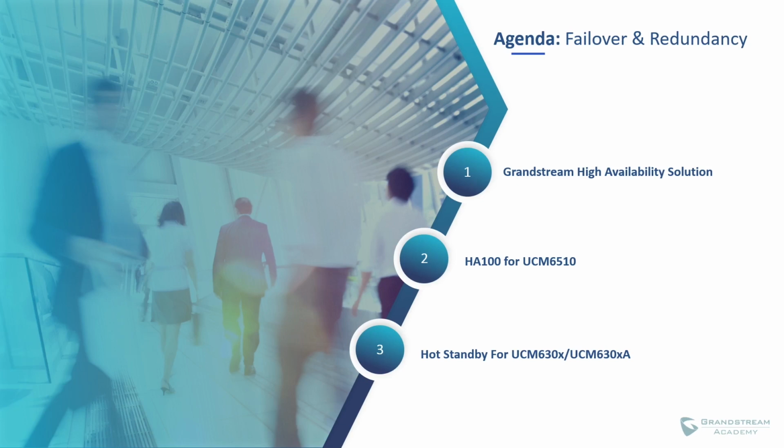Failover and redundancy are very important for some businesses where the server must be constantly running. And to meet such requirements, Grandstream has released the HA100, which is a module designed to implement the high availability failover feature for our enterprise-grade IP-PBX, the UCM 6510. So in this class, we will learn about everything that concerns the HA100, its technical specification, its installation with the UCM 6510, and how to make it fully functional, and explain its failure management mechanism.